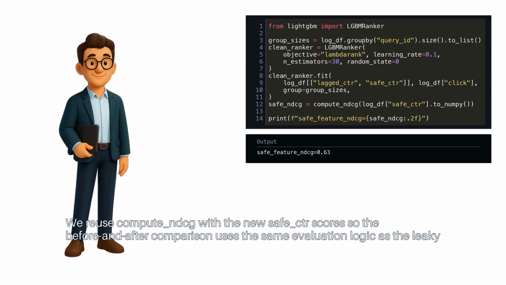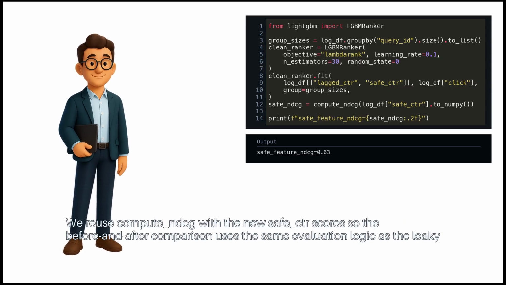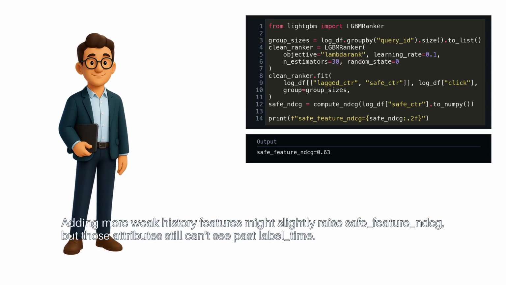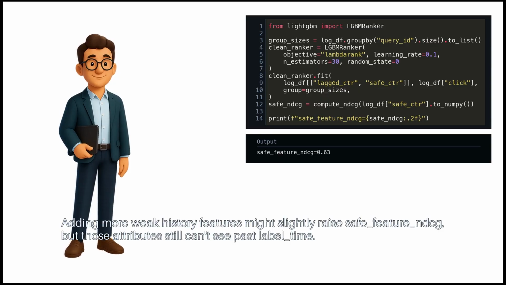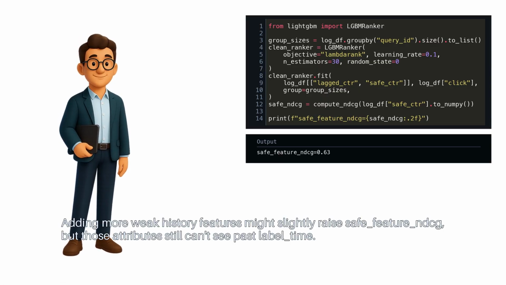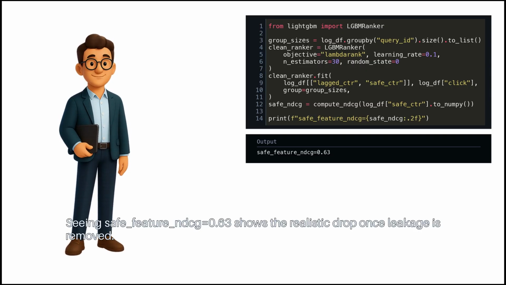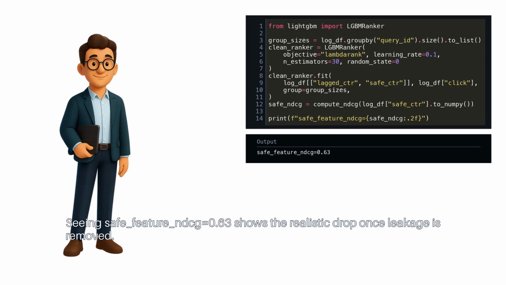We reuse compute NDCG with the new safe CTR scores, so the before and after comparison uses the same evaluation logic as the leaky check. Adding more weak history features might slightly raise safe feature NDCG, but those attributes still can't see past label time. Seeing safe feature NDCG is 0.63 shows the realistic drop once leakage is removed.